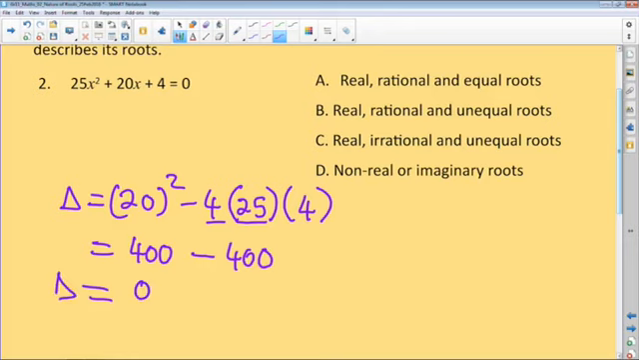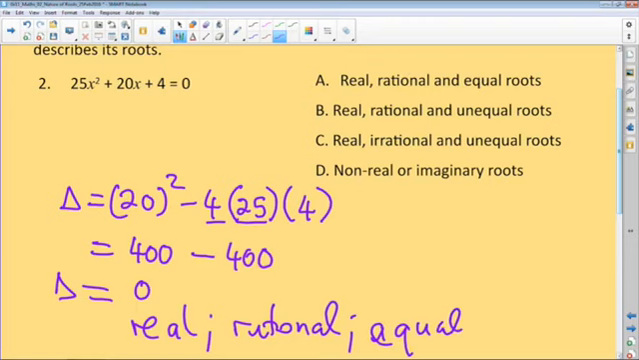Now let's tell what kind of roots we are having here. Number 1, the discriminant is greater than 0, so you've got real roots, all right? 2, you have 0, so this is rational. And then the discriminant is equal to 0, then it means that you will have equal roots. Equal roots, so we go for A.